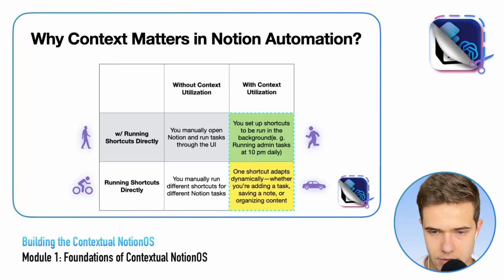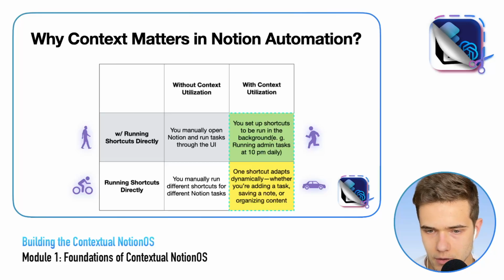With context utilization and without running shortcuts directly, you set up shortcuts to be run in the background. That's what we will also create in this course, like auto admin shortcuts. For example, we will run an admin task at 10 p.m. daily to archive the completed projects, etc. And if you start running shortcuts directly, but you're still not using context utilization, you just manually run different shortcuts for different Notion tasks, and that's great. Even at this point, you're taking advantage of such an amazing tool as shortcuts. So for example, you may insert a dictated idea to your Notion database, or a new project, new task, new client in your CRM base.